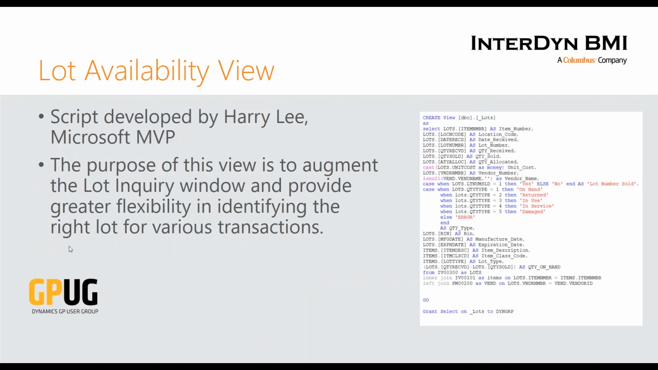Harry Lee, who is a Microsoft MVP, developed this, and people got excited about this. So again, it's a script that's been written by a member out there that helps with lot availability view. And so if you are out there managing your inventory, this is a way for you to look at your lot inquiry window and provide that flexibility so you can identify what the lots are for different transactions. So all you have to do is go in, copy this, test it out in a test environment, and that's going to help you. So thanks to Harry Lee, this is a great add-on, free of charge.